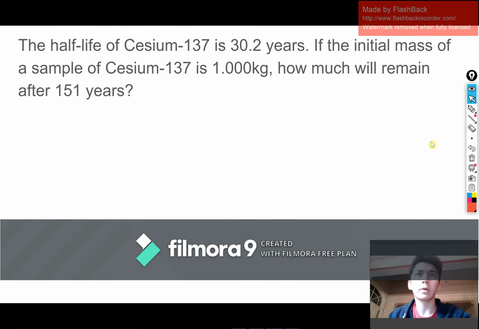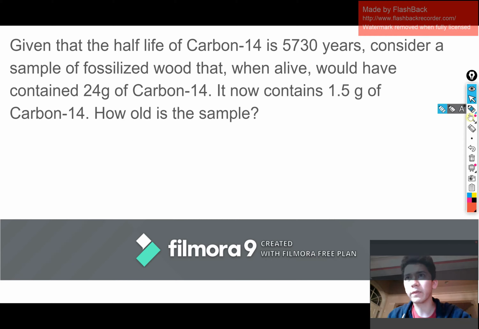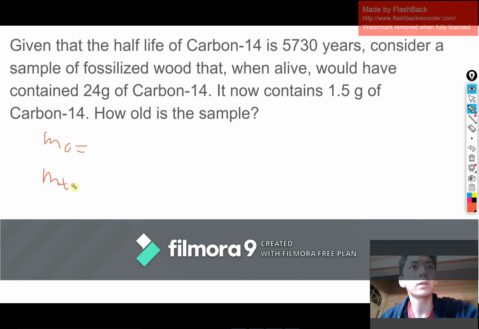This next problem is a little bit different, but we're going to start it the same way. Let's define our variables. What is our initial mass and our final mass, M_t? What is our time that the decay process occurs over? And what is the length of our half-life?